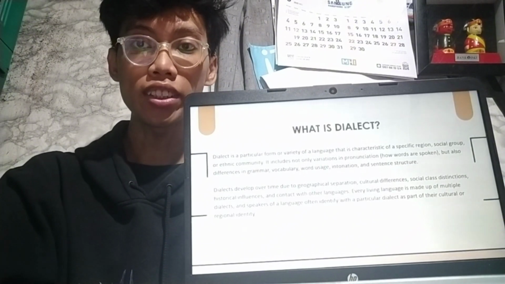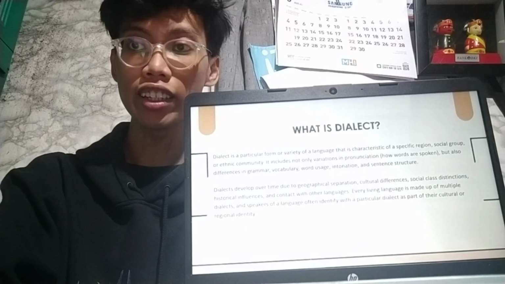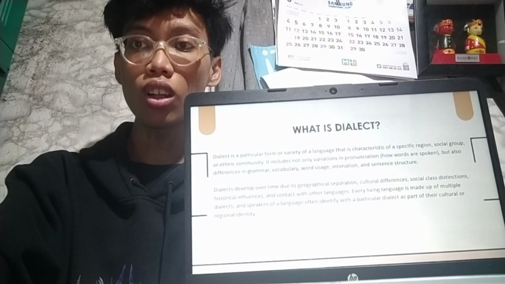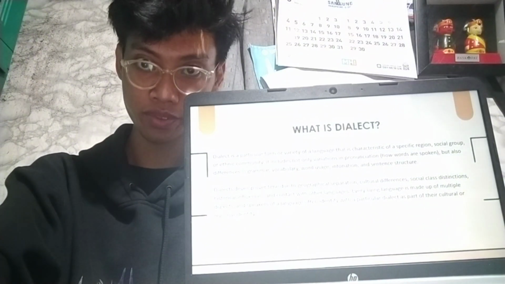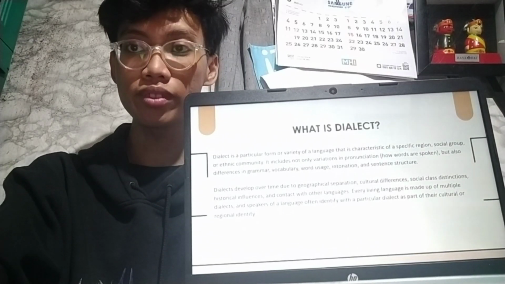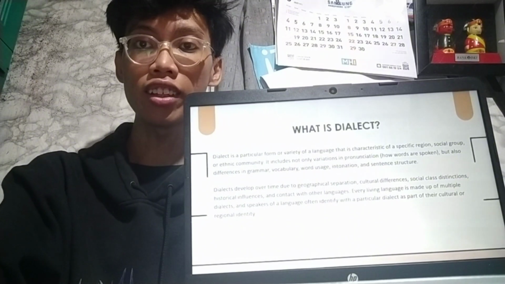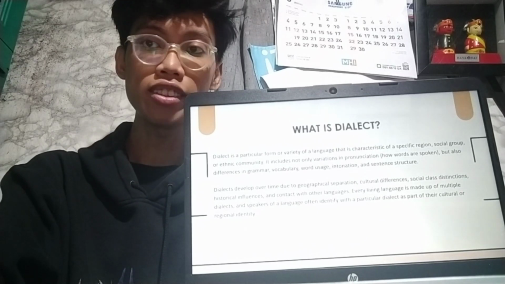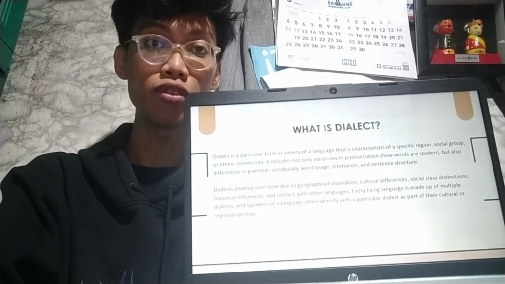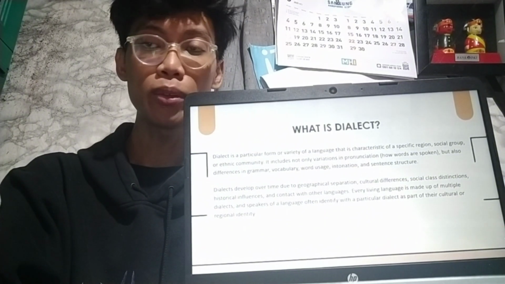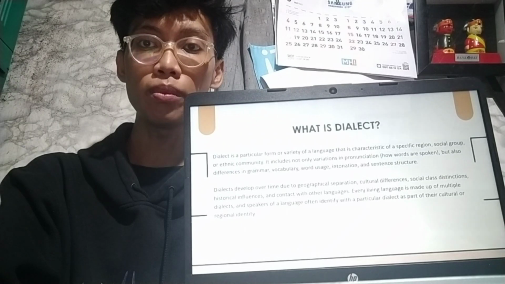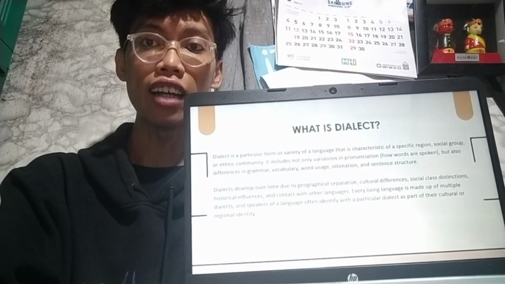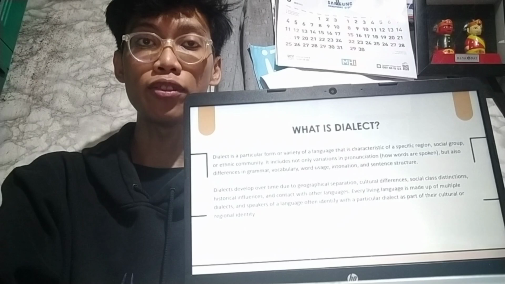What is dialect? Dialect is a particular form or variety of language that is characteristic of a specific region, social group, or ethnic community. It includes not only variations in pronunciation or how words are spoken, but also differences in grammar, vocabulary, word usage, intonation, and sentence structure. Dialects develop over time due to geographical separation, cultural differences, social class distinctions, historical influences, and contact with other languages. Every living language is made up of multiple dialects, and speakers of a language often identify with a particular dialect as a part of their cultural and regional identity.